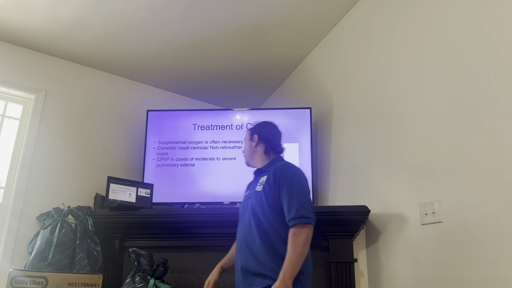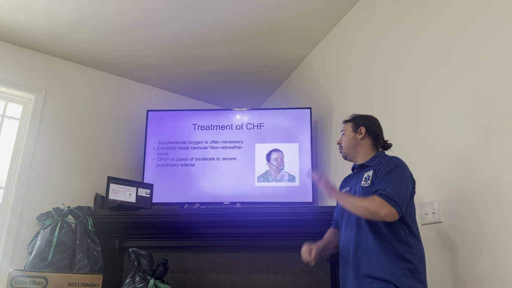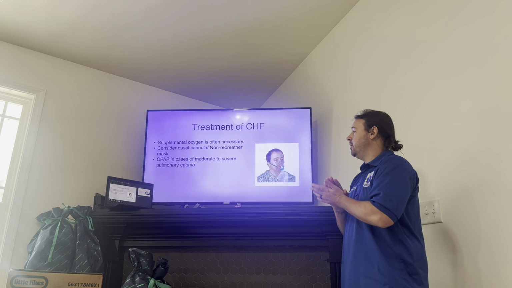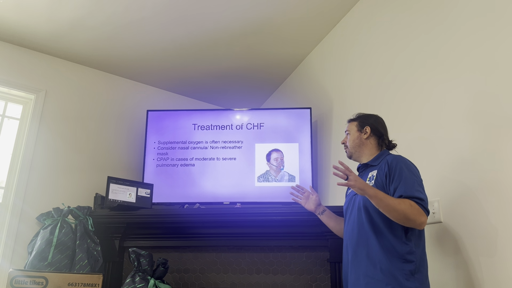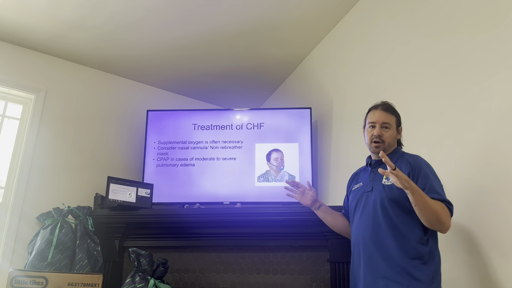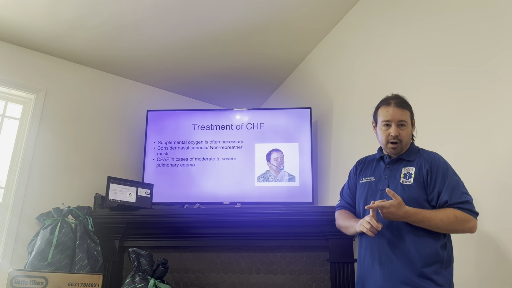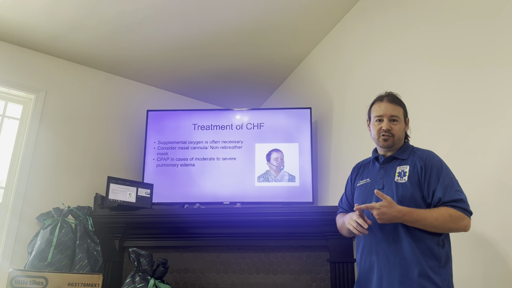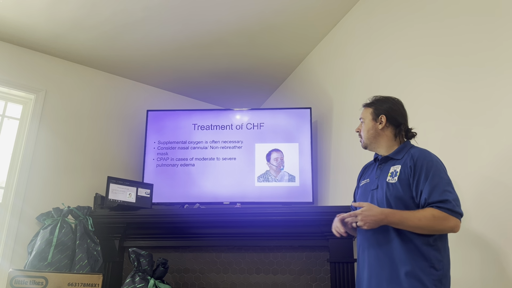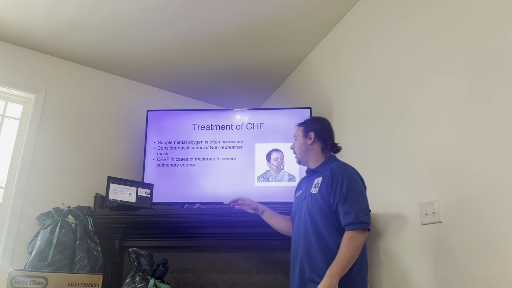All right, so treatment with CHF, very important. Supplemental oxygen is often necessary. Consider nasal cannula and a non-rebreather mask. CPAP in cases of moderate to severe. Be aggressive with our oxygen administration. These patients need oxygen because the gas exchange is not effectively occurring, and so they will need supplemental oxygen.